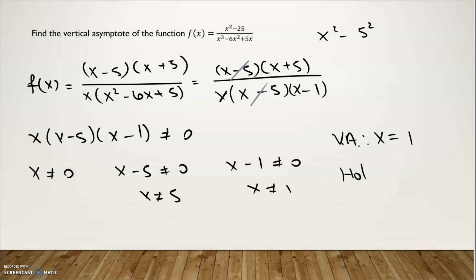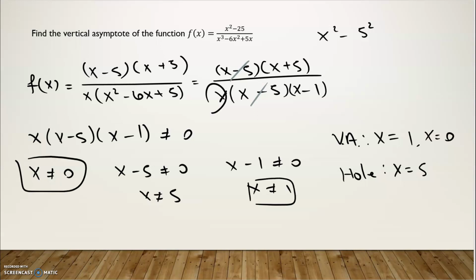And we will have a hole at x equals 5. And also, we will have a vertical asymptote at x equals 0, since we couldn't cancel out the x equals 0 either. Okay, these are the two things that I couldn't cancel out.